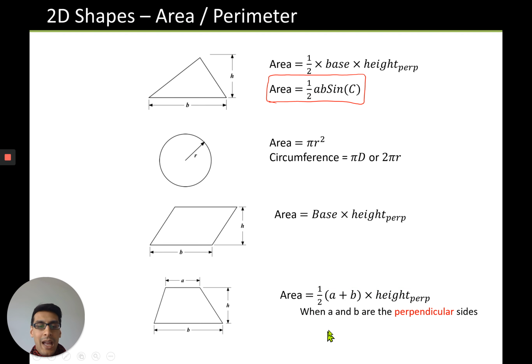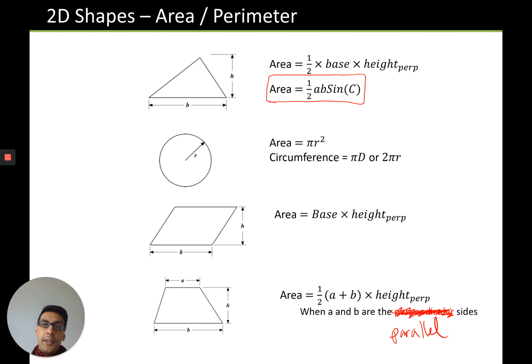So it's half times a plus b, times the perpendicular height. It has to be perpendicular. And a and b are the parallel sides. That's wrong on purpose. That should be parallel sides.